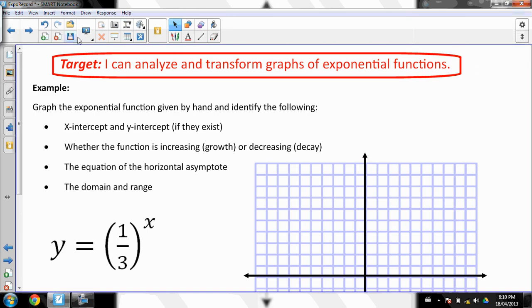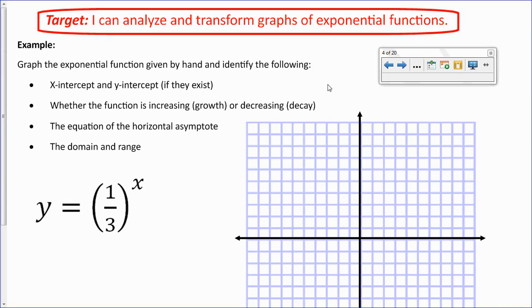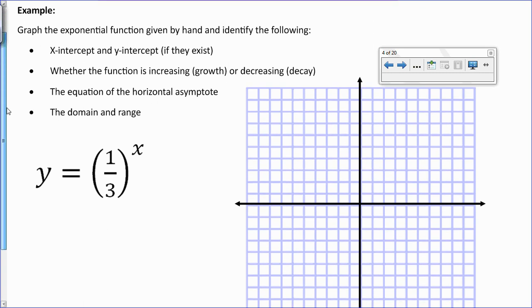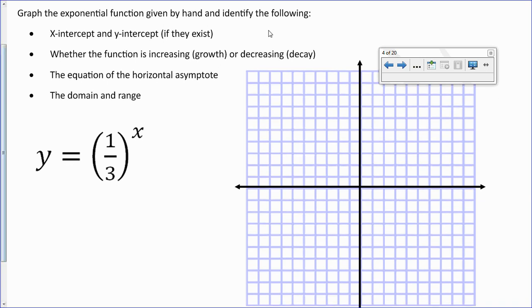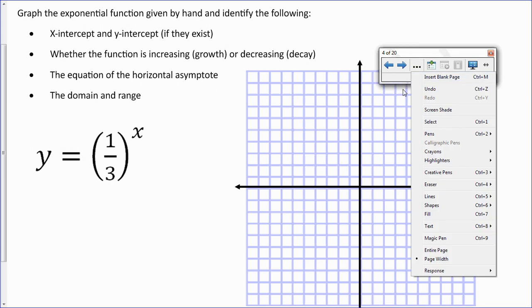So our next page here. Graph the exponential function given by hand and identify the following: the x-intercept and y-intercept, whether the function is increasing or decreasing, the equation of the horizontal asymptote, the domain and range. We can actually do a few of these right now.